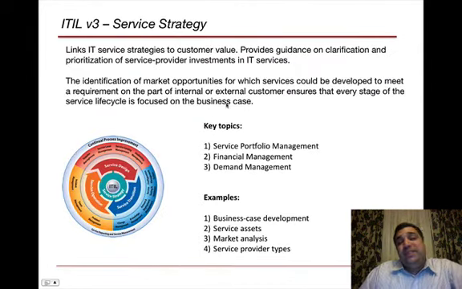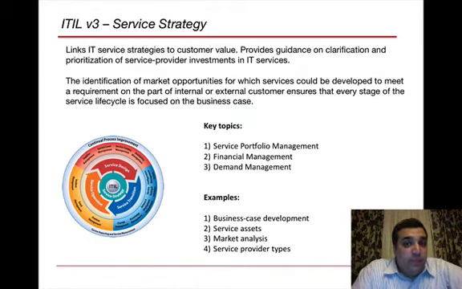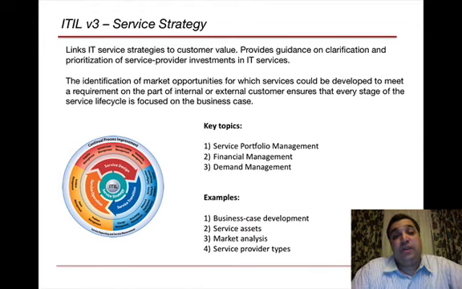Service strategy basically links strategies to customer value. And it's very simple. We're looking at service portfolio management, our financial management, demand management. Do we have enough resources to meet the service levels that we've basically told the business we want? For example, if I have a help desk, I want to make sure that I can answer all the calls within 5 minutes. Well, do I have enough resources to do that? If I don't have any resources, say, past 8 o'clock, well, I might not be able to meet that if my requirement was to answer the calls in 5 minutes for 24 hours.